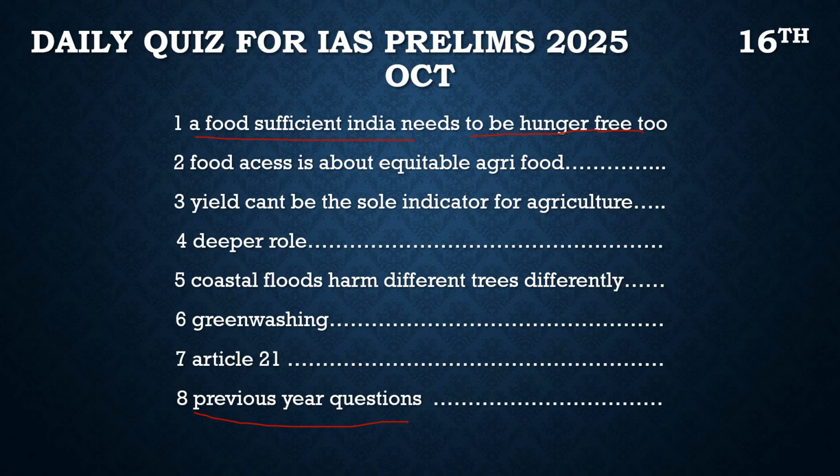But this does not mean that our country is hunger free. The definition of hunger is very different here. It does not mean that a person is not able to eat anything. People are able to eat, but the nutritional values they should have eaten are not available to them. So the core concept of this article is that while being food sufficient, we need to end hunger too. We need to end the hunger of our country too.